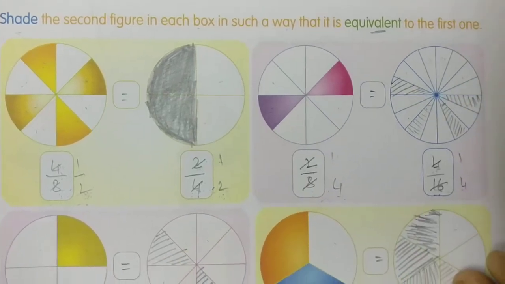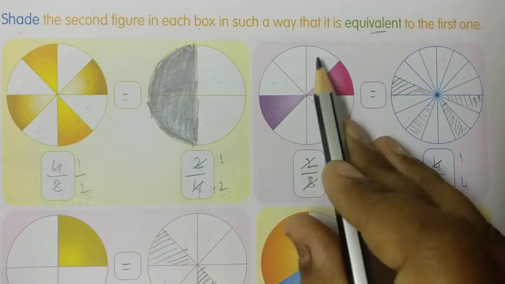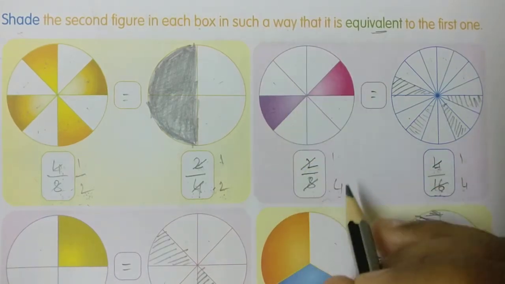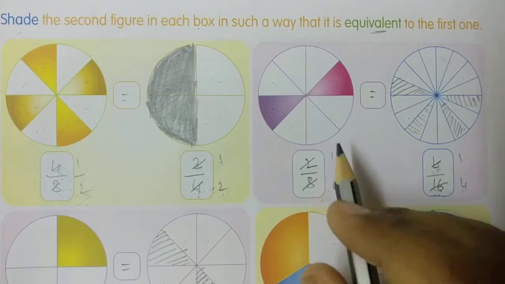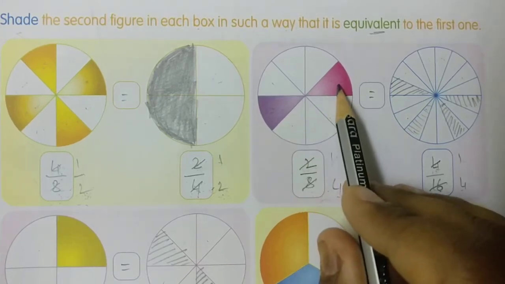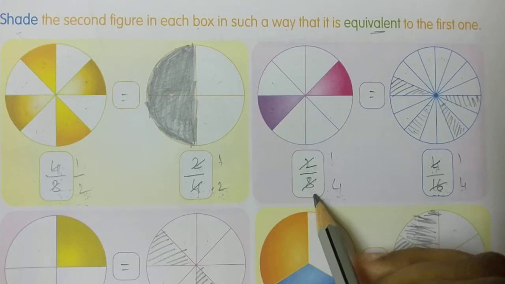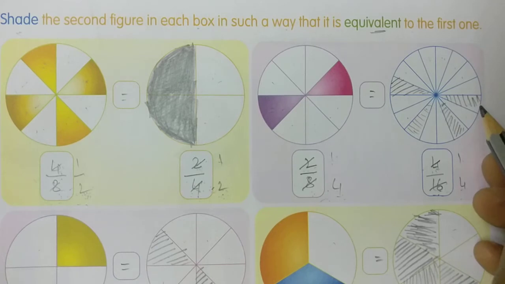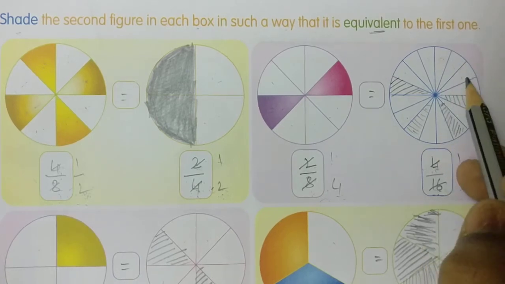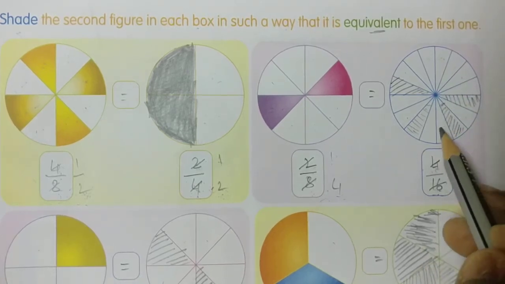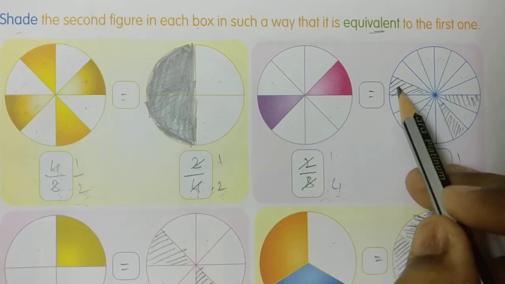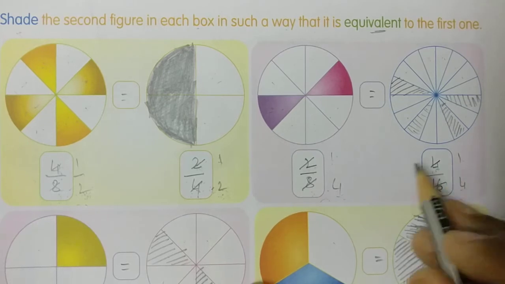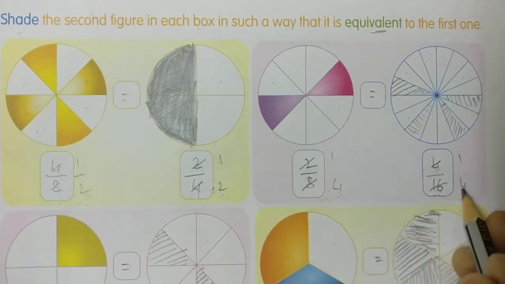Now go to the next one, children. See 1, 2, 3, 4, 5, 6, 7, 8. Total 8 parts. How many are shaded? 2 are shaded. So 2 by 8. So here first count the make a circle. How many parts they have done, Nanna? 1, 2, 3, 4, 5, 6, 7, 8, 9, 10, 11, 12, 13, 14, 15, 16. Total 16 parts. Now by observing the first figure we had to do the second figure.